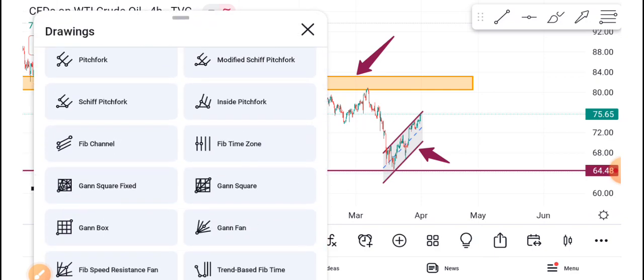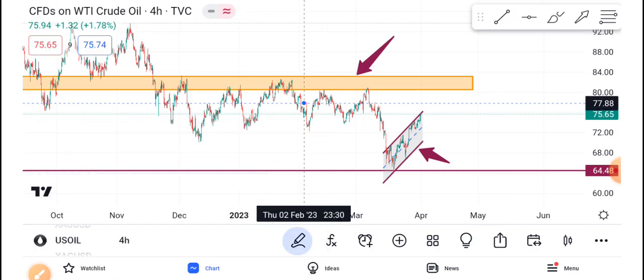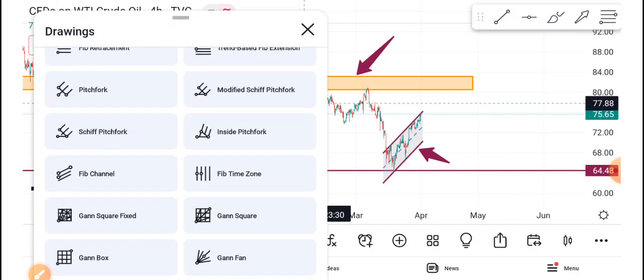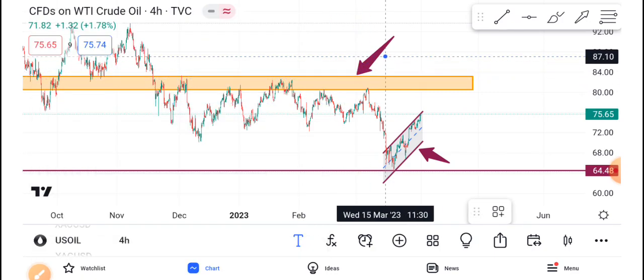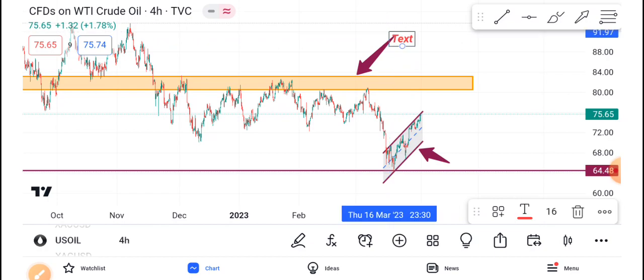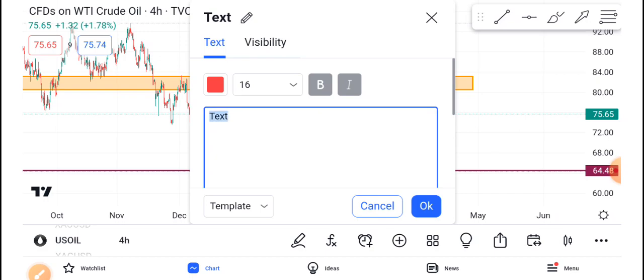Let me see if I can, just a second. So yeah, this is the text here. So buy above, let me just put it here. So buy above 83.5, okay.